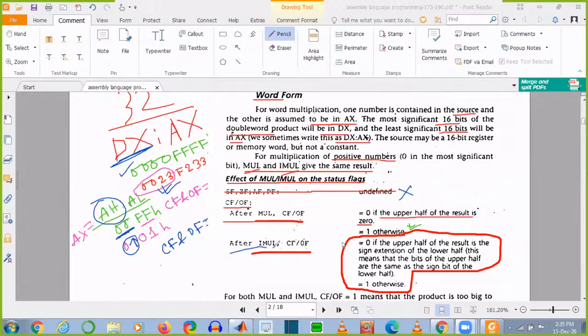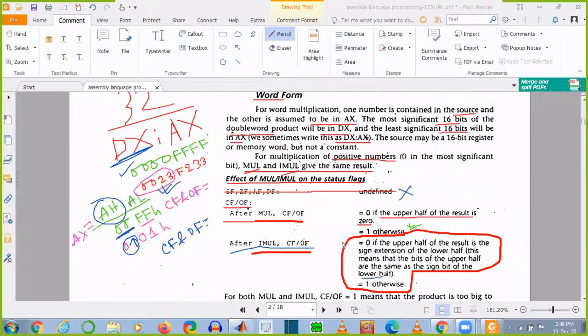In signed multiplication, there is IMUL. You can see in signed multiplication, CF and OF equal 0 if the upper half of the result is the sign extension of the lower half. This means that the bits of the upper half are the same as the sign bit of the lower half.